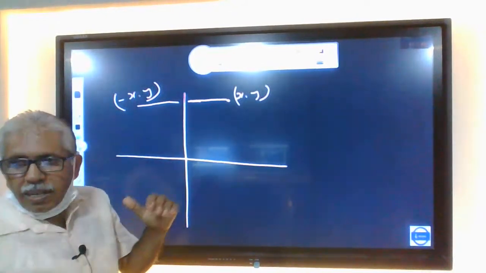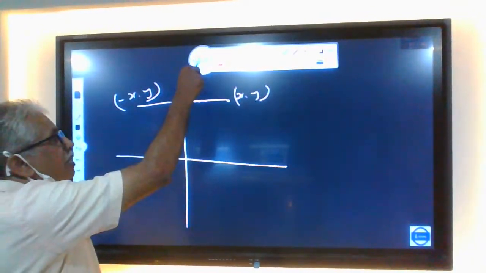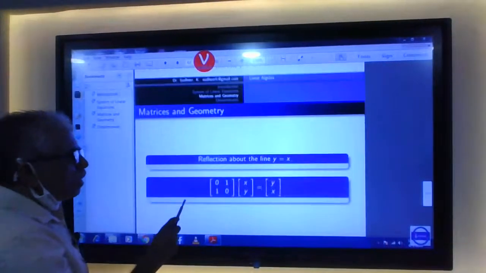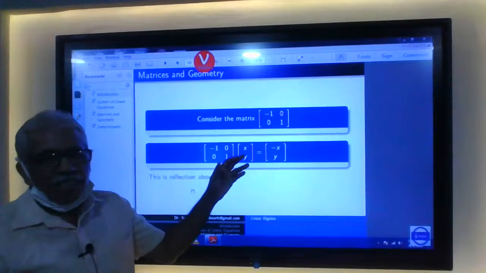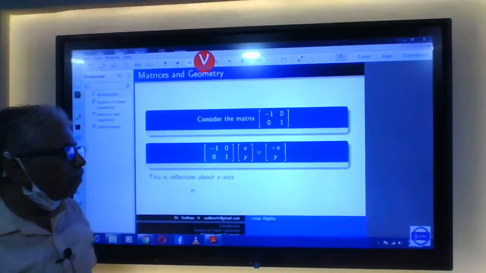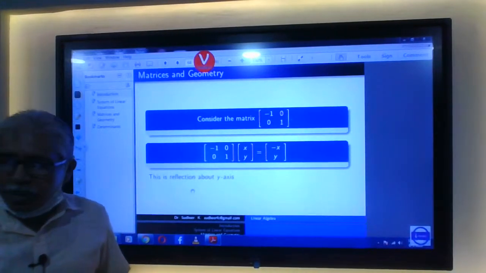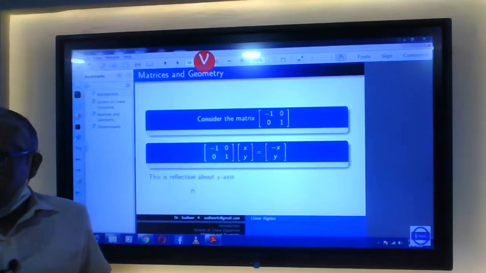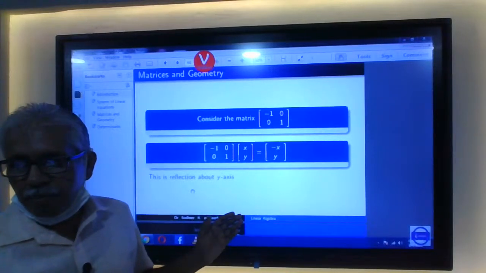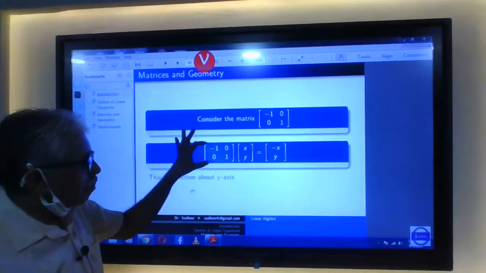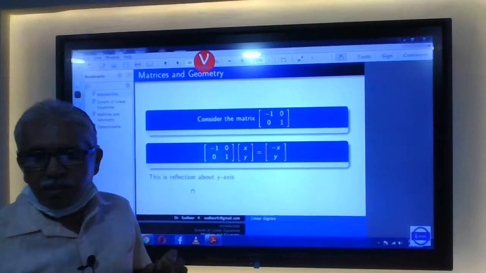Okay. So this transformation has a corresponding matrix. Let us see what that matrix is. If you consider the matrix [-1, 0; 0, 1], you will get (x, y) mapped to (-x, y). So this is a reflection about the y-axis. So the matrix [-1, 0; 0, 1] causes a reflection about the y-axis.